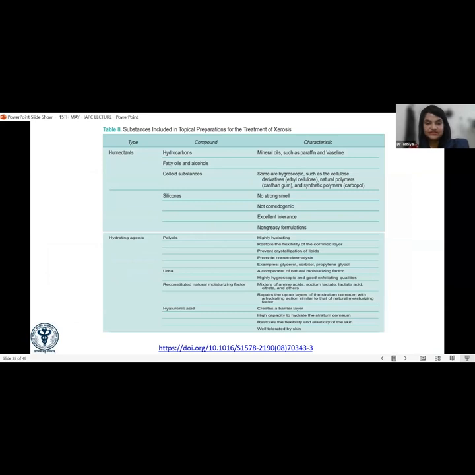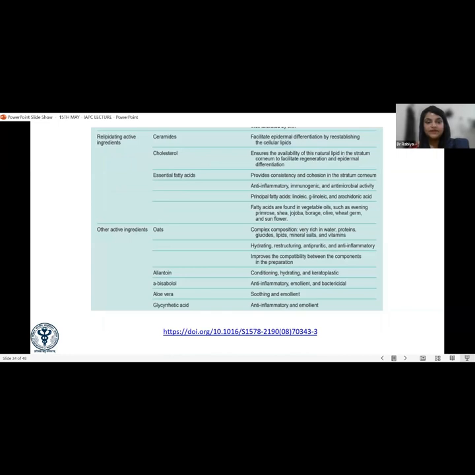There are a lot of agents available, like humectants such as hydrocarbons, fatty oils and alcohols, colloid substances, and silicones. Hydrating agents like polyols, urea, reconstituted natural moisturizing factor, or hyaluronic acid can also be used. Relipidating active ingredients like ceramides, cholesterol, and essential fatty acids, and other active ingredients like oats, allantoin, alpha-bisabolol, aloe vera, and glycyrrhetinic acid can be used for skin hydration as well as maintaining the integrity of the skin.